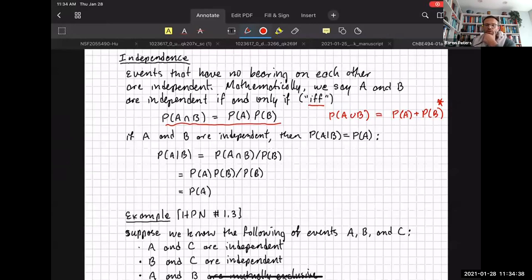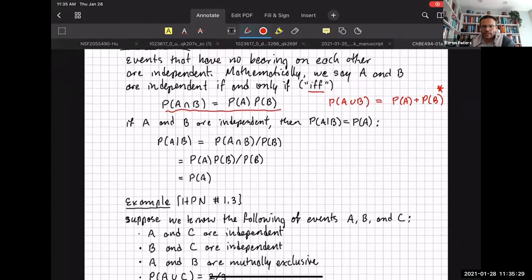We can also say some things about conditional probabilities based on independent events. If A and B are independent, then the probability of A given B is the same as the probability of A. Telling me whether B happened or not doesn't tell me anything more about A. Remember, it means that A and B have no bearing on each other. So if you tell me B happened, what do I know about A now? The same as what I knew about A before. You can prove this: the probability of A given B is the probability of A intersection B over the probability of B. I can write the probability of A intersection B, if these things are independent, as a product. And of course, the P(B) factors just cancel, and we're left with the probability of A.